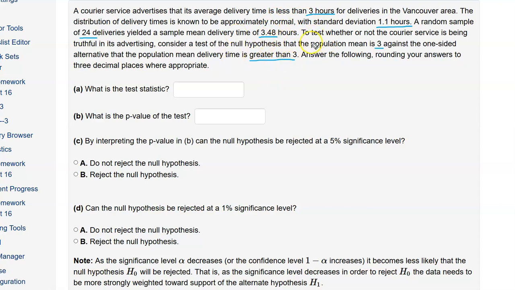Now let's identify all the variables in this problem. So you notice that we have the population standard deviation stated to be 1.1. So that's sigma. We also have a random sample of 24 deliveries. So that's our sample size n. And the sample mean came out to be 3.48, so that's our X bar.